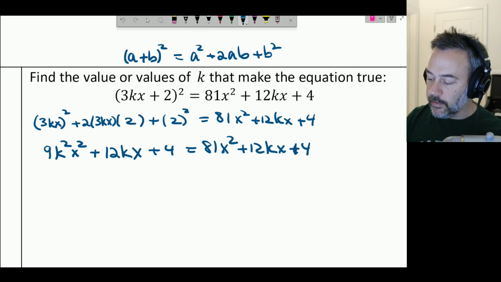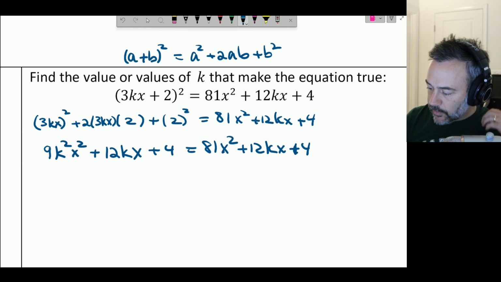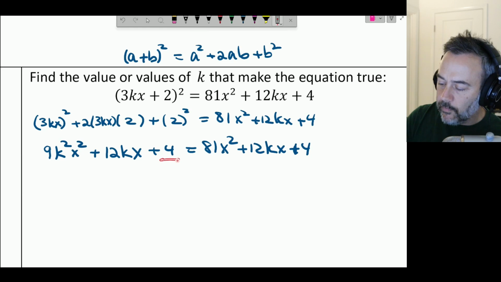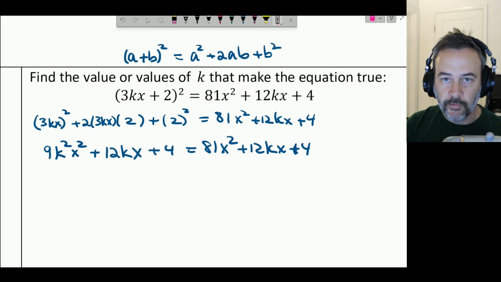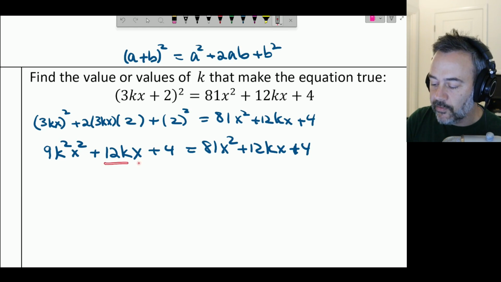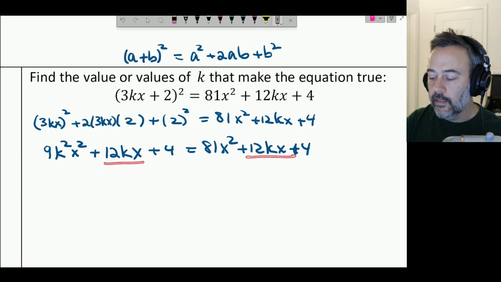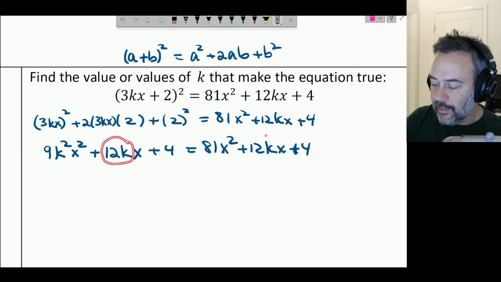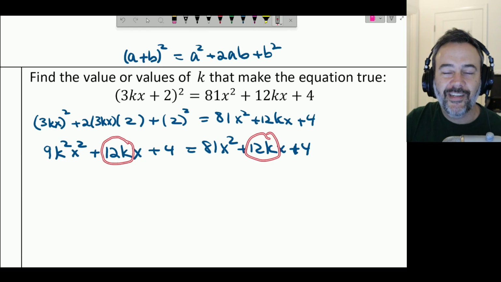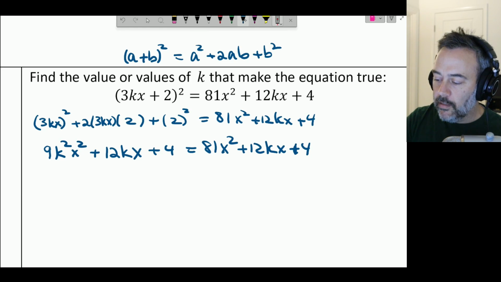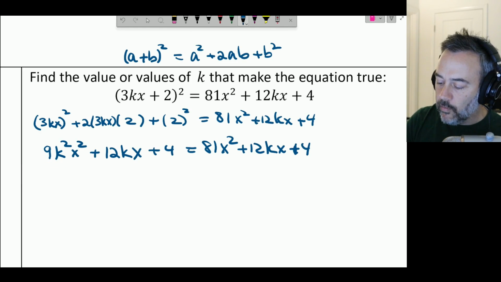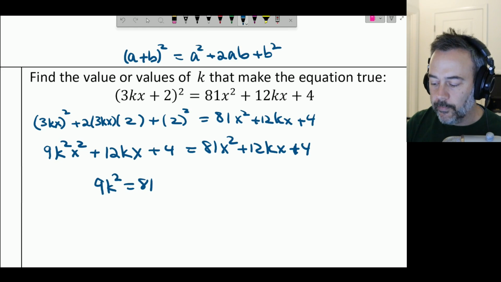Okay, so I'm noticing a few things here. First, I have my constant as 4 and my constant as 4. That's great. That means it's possible for the left and right to be identical. I notice I have 12kx and 12kx. So this coefficient needs to equal this coefficient, but that's going to be true no matter what k is. So that doesn't really help us solve for k. But this one, 9k squared and 81, 9k squared needs to equal 81, and now we're getting somewhere.